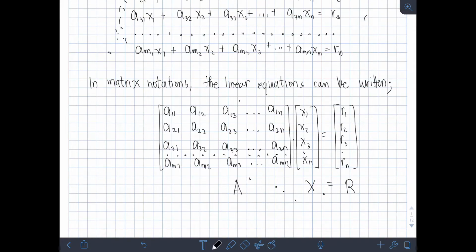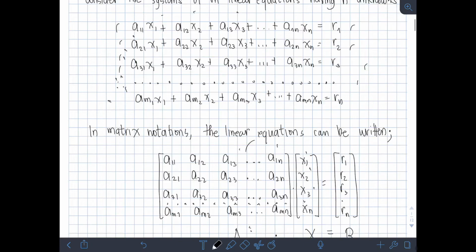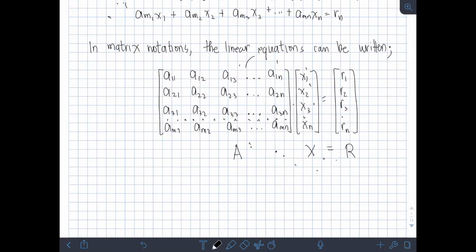So, we have the matrix A, which is the numerical coefficients nung mga unknowns natin na x sub 1, x sub 2, until x sub n. So, ito yon. Multiplied by the unknowns x sub 1 to x sub n. So, denoted by matrix x. Equal sa matrix R, which is yung mga constants sa right side. Okay, so, A times x is equal to R.